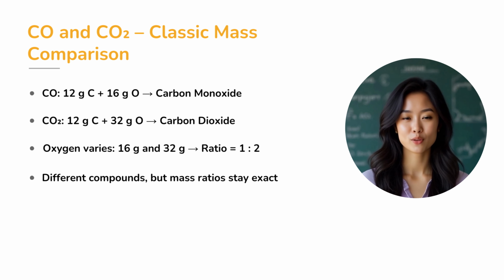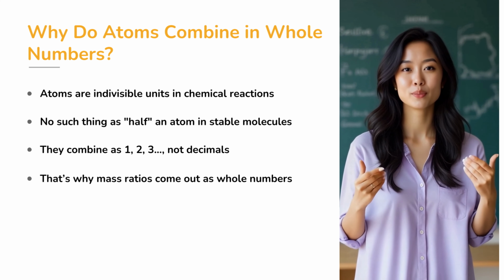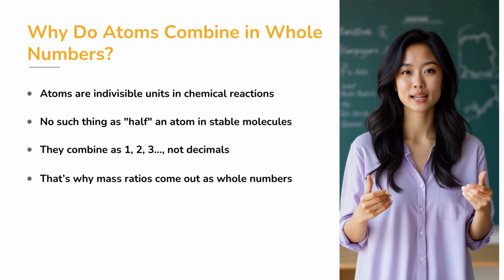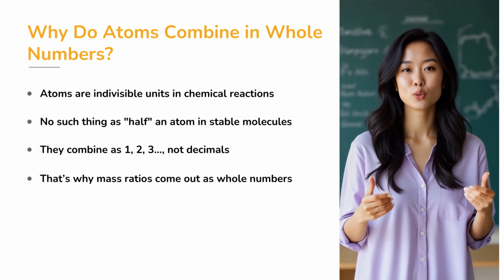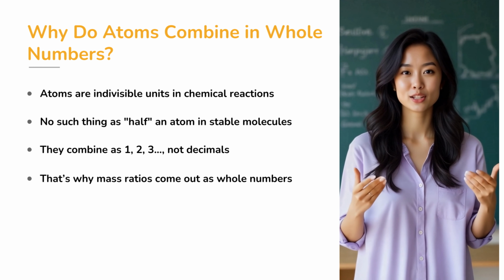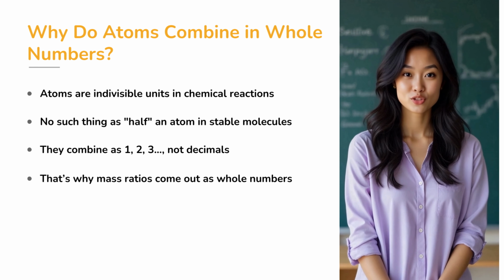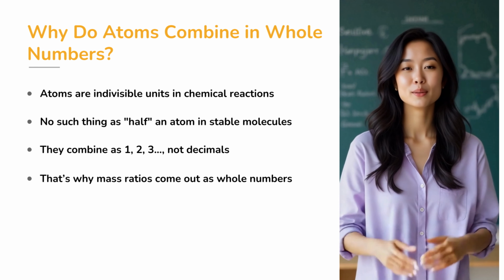Even though both compounds are made of carbon and oxygen, they're entirely different substances because the elements combine in simple whole number ratios. That's the law of multiple proportions, perfectly illustrated. Atoms are indivisible units, so they can only combine in whole numbers, 1 atom, 2 atoms, and so on. You can't have half an oxygen atom in a stable molecule. That's why the combining mass ratios also turn out to be whole numbers.